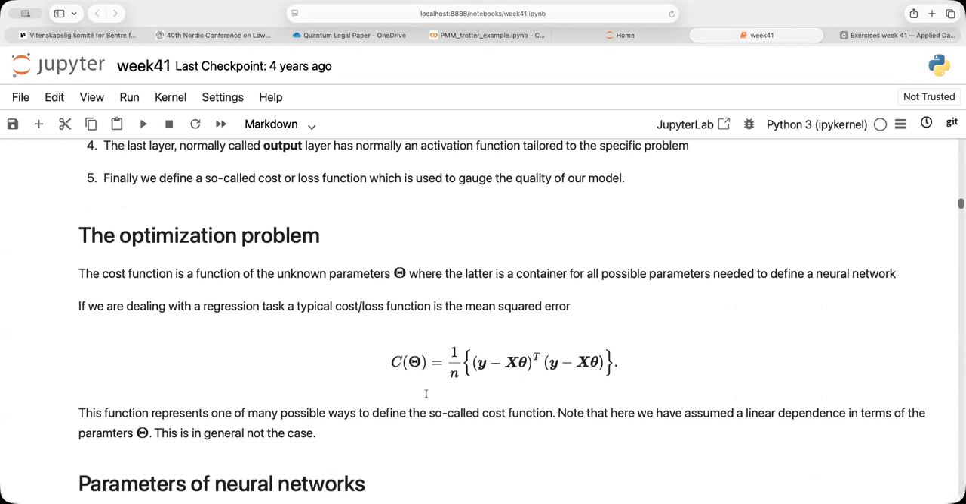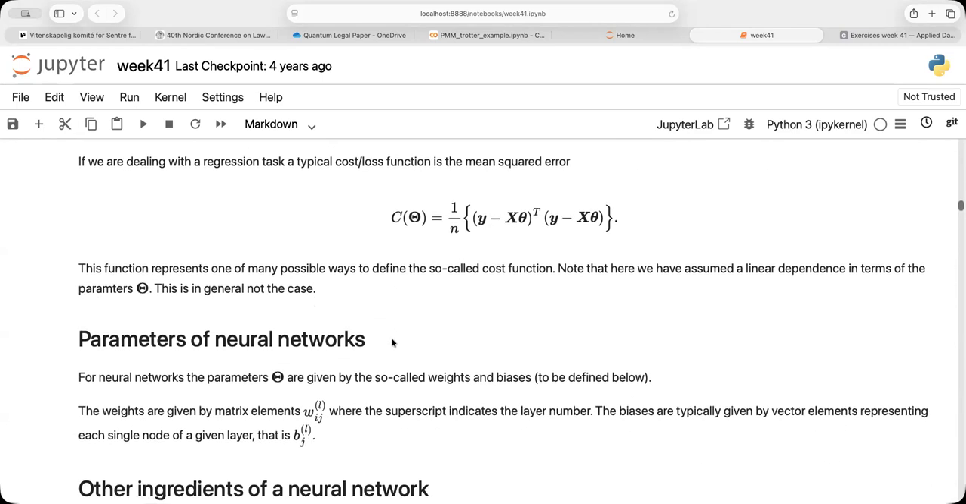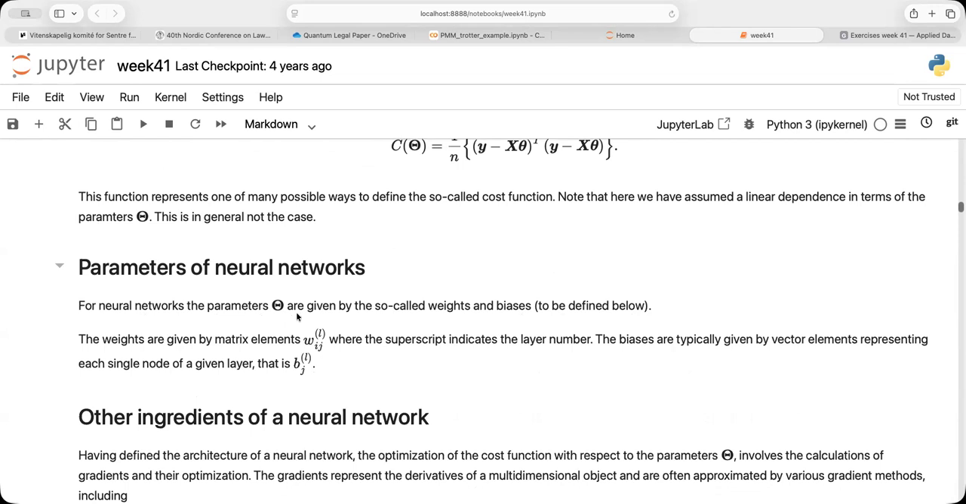And then we have the optimization problem. So the cost function is then a function of the unknown parameters. And then we need to calculate the gradients of that function. And the typical parameters of a network are the so-called weights and biases, which we will define in more detail today.